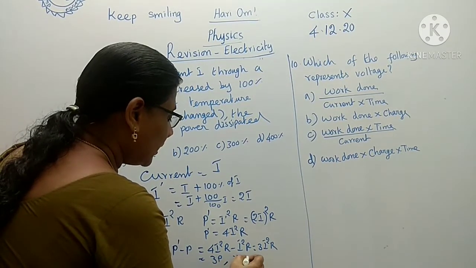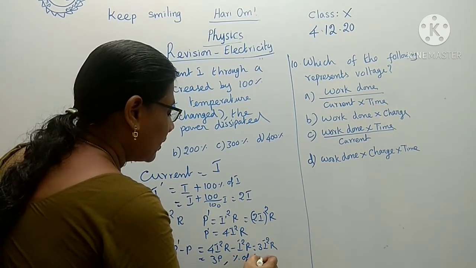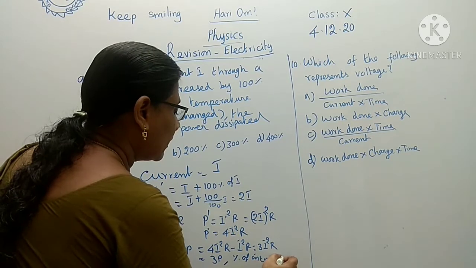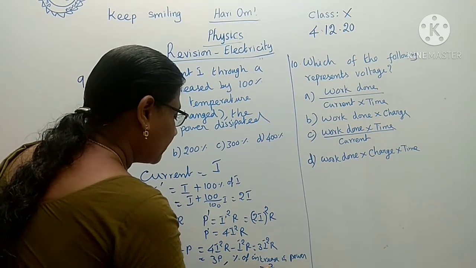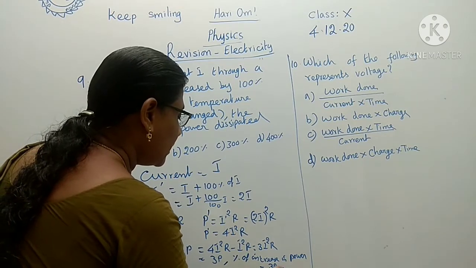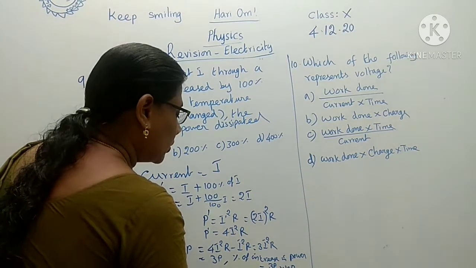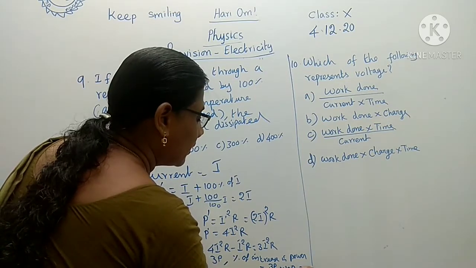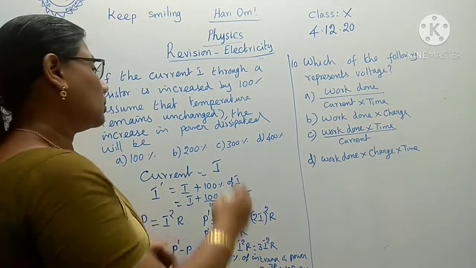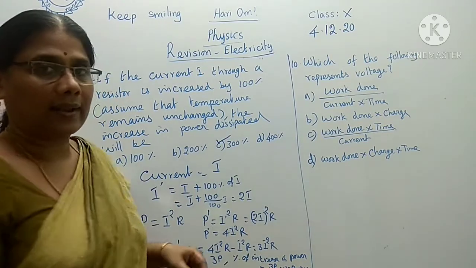Therefore, the percentage increase in power is equal to 3P divided by P into 100. So you will get 300. So 3 equals 300%. So option C is correct.